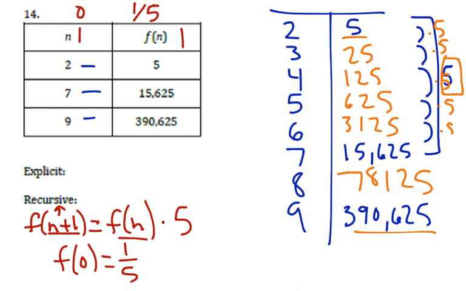Now, for the explicit, we say f of n is equal to, well, we start at 1/5, and what do we do? We times it by 5. How many times? We don't know. That's our variable, so we put it as an exponent since we're multiplying. And there we go. There's the main gist of this homework, and hopefully you guys can do better on the other ones that we didn't do.